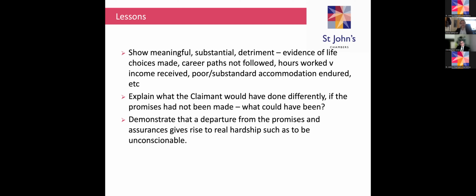On the detriment, you need to show meaningful, substantial detriment: evidence of life choices made, career paths not followed, hours worked versus income received, poor and substandard accommodation, poor and substandard working conditions. All of that will feed into detriment suffered. It's important to show as a claimant what that claimant would have done differently had the assurances not been made. What could they have done with their lives? How could they have built their future? And opportunities that have been missed, that sort of unquantifiable detriment is going to weigh quite heavily on a judge's mind if he or she finds that the assurances were made.